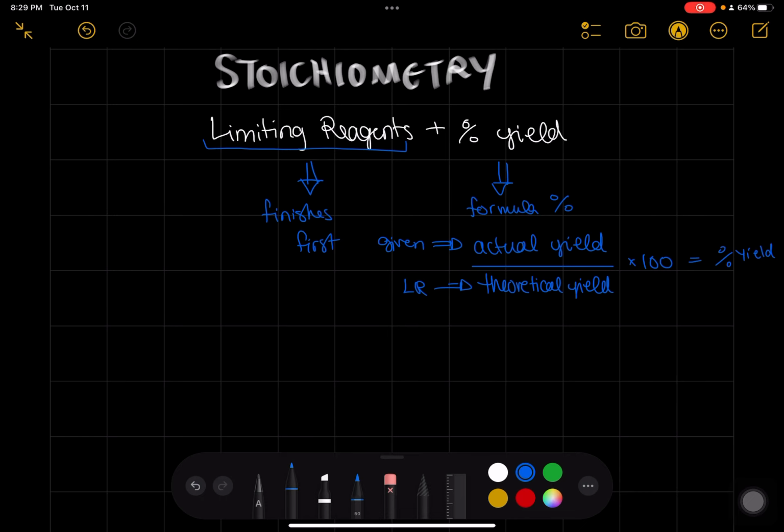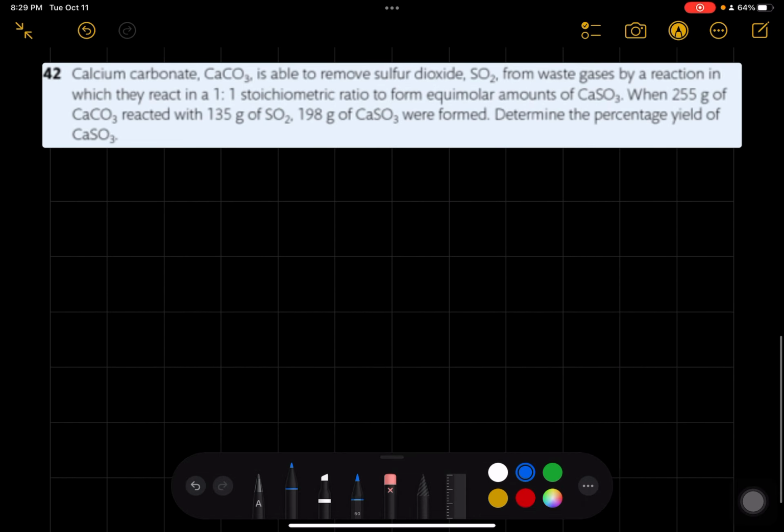Okay, let's do some applications of these. Calcium carbonate, CaCO3, is able to remove sulfur dioxide, SO2, from waste gases by a reaction in which they react in a 1-to-1 stoichiometric ratio to form an equimolar amount of CaSO3. So basically what they're telling us here is our reactants and our product. Let's write that as a chemical formula.